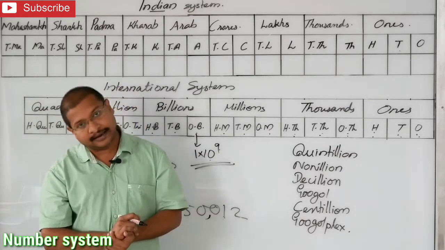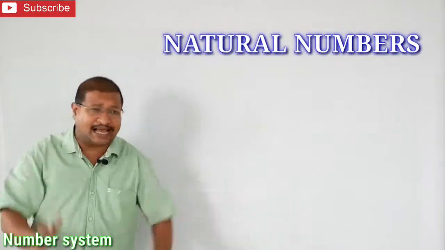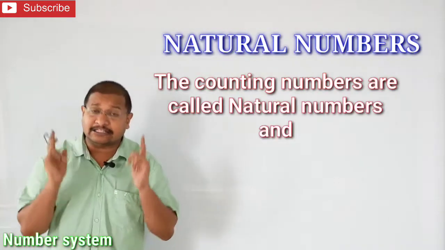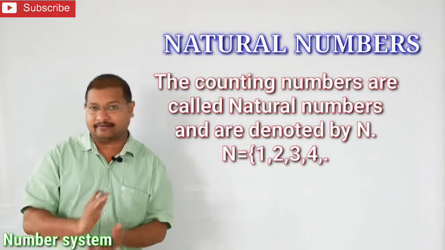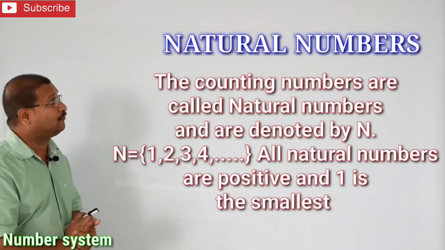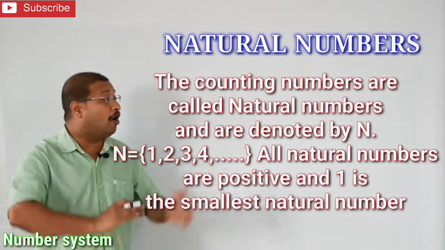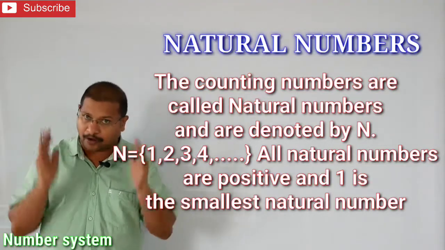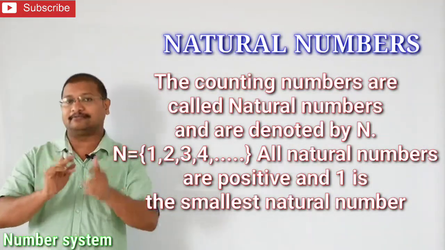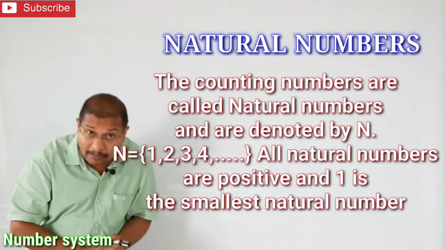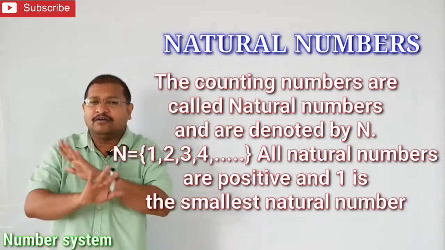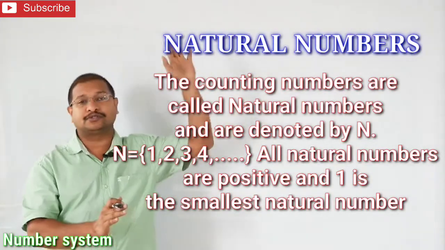Let's go to the next part. Let's see now natural numbers. The counting numbers are called natural numbers and is denoted by capital letter N. Therefore, N equals set 1, 2, 3, 4, etc. Here all the natural numbers are positive and the smallest natural number is 1. Then one more thing, the biggest natural number we can't say because it continues.